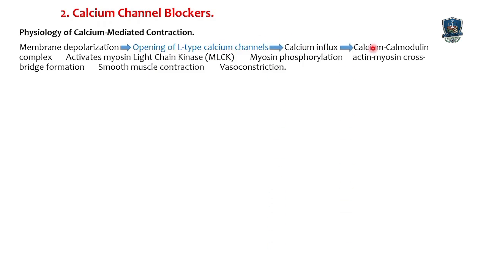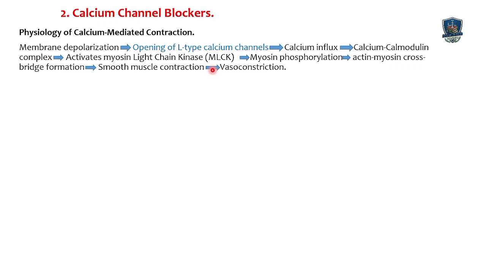An increased calcium will lead to calcium calmodulin complex, which now will activate myosin light chain kinase. An activated myosin light chain kinase will lead to myosin phosphorylation. Myosin phosphorylation will lead to an actin myosin cross bridge formation, which leads to smooth muscle contraction and vasoconstriction. So that's how calcium controls vasoconstriction.